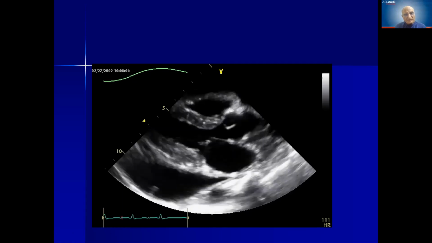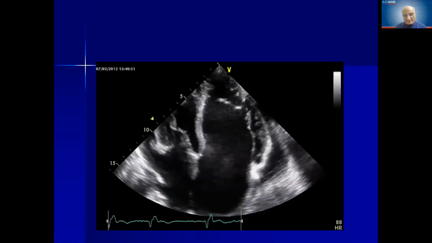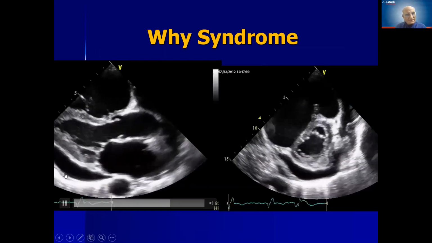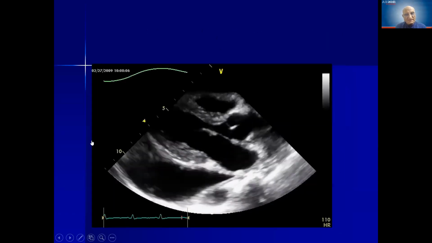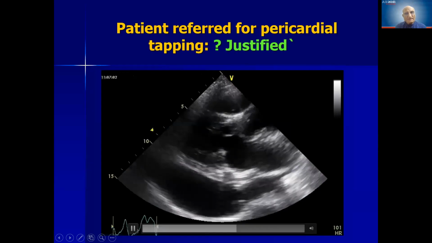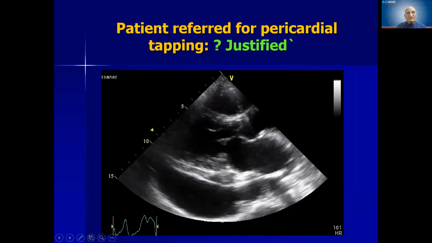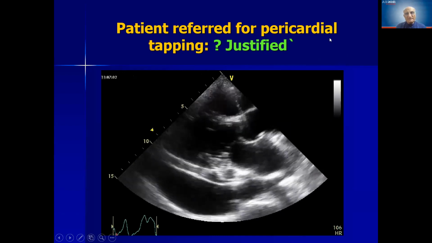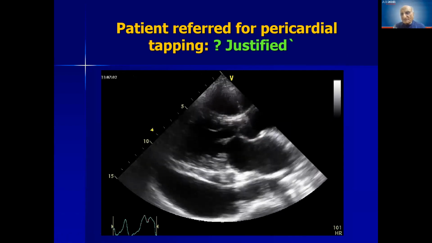So we have shown you a small pericardial effusion, a moderate pericardial effusion less than 20 millimeters. Then we have shown you a large pericardial effusion which is more than 20 millimeters. Now, if this would have been an open session, I would have asked you. This patient was referred for a pericardial tapping on an urgent basis, that there is a large pericardial effusion. When we did an echo, we said, "Nothing to worry, let the patient relax."